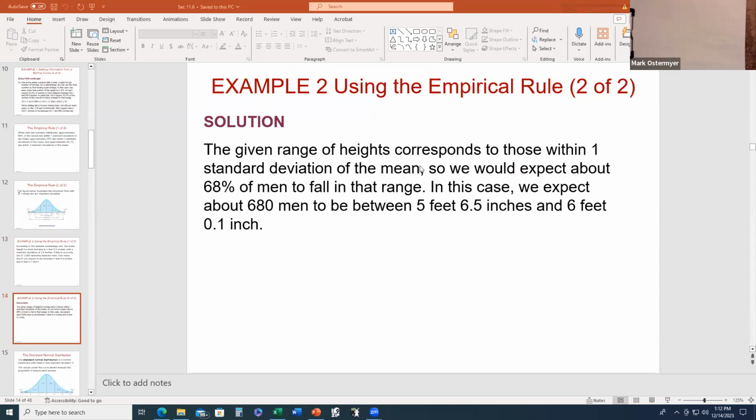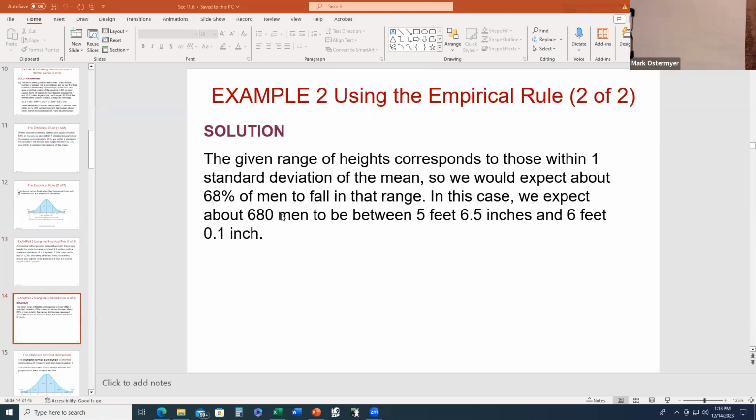Well, the given range of heights corresponds to those within 1 standard deviation of the mean. So we would expect about 68% of the men to fall in that range. In this case, we would expect about 680, therefore, 68% of 1,000, right? Of 1,000 men surveyed, we would expect about 680 of those men's heights to fall between 5 feet 6.5 inches and 6 feet 0.1 inches. Now, how did they get these endpoints of this 68% interval? How did they generate that?